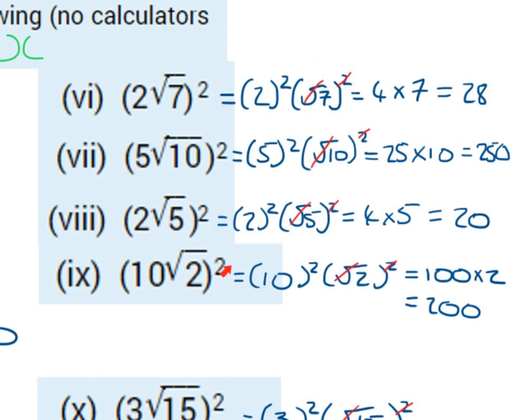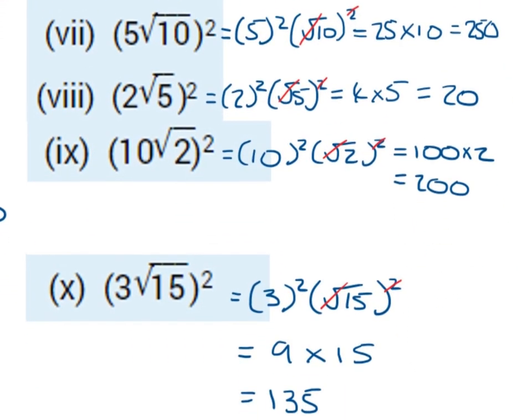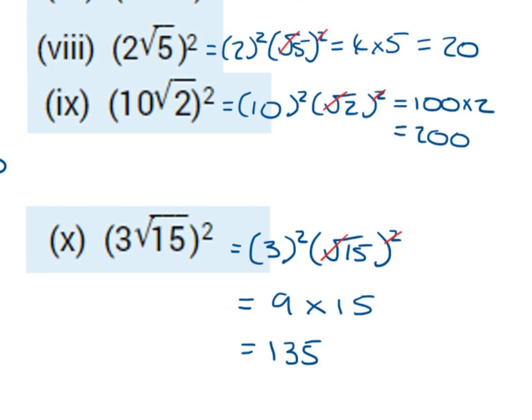10 root 2 to be squared is 10 squared multiplied by root 2 squared. 10 squared is 100. Root 2 to be squared, the root and the squared cancel, leaving us with 2. And 100 times 2 is 200. And then question 10. 3 root 15 to be squared will give us 3 squared multiplied by root 15 to be squared. And 3 squared is 9. And root 15 to be squared, the root and the squared will cancel, leaving us with 15. And 9 times 15 is 135.